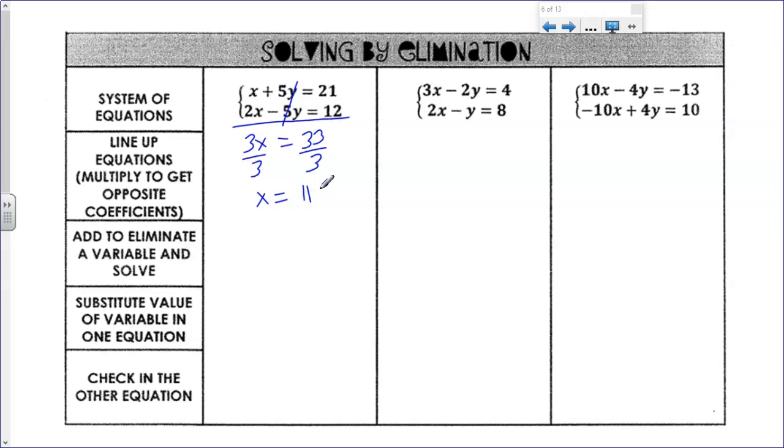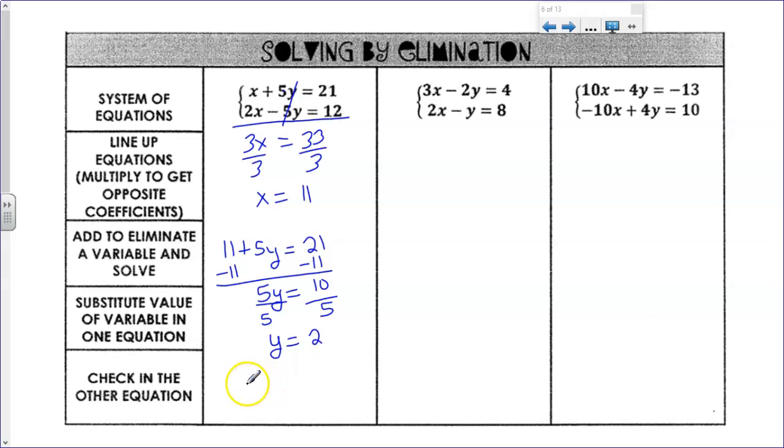Okay, so this is not our solution because we still have a system of equations and we still need an ordered pair. So we have x, now we need y. So we can take this x and plug it back into either equation and solve for y. So I'm going to plug it back into the first, so I'm going to have 11 plus 5y equals 21. Now I'm just going to solve for y, so I'm going to subtract 11. 5y equals 10. Divide by 5. So y equals 2. So my ordered pair is (11, 2).